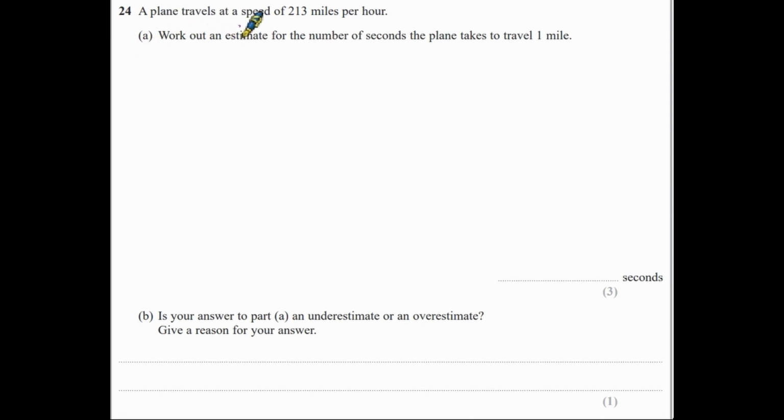Question 24, a plane travels at a speed of 213 miles an hour, and part A wants us to work out an estimate for the number of seconds the plane takes to travel a mile. Now, what we have here is a speed, we have a distance, and we are looking for time. So actually we are looking at one of our triangles, which says that distance is speed multiplied by time. If we change that around, we have been asked for the time, so the time is distance divided by speed. So time is distance divided by speed.